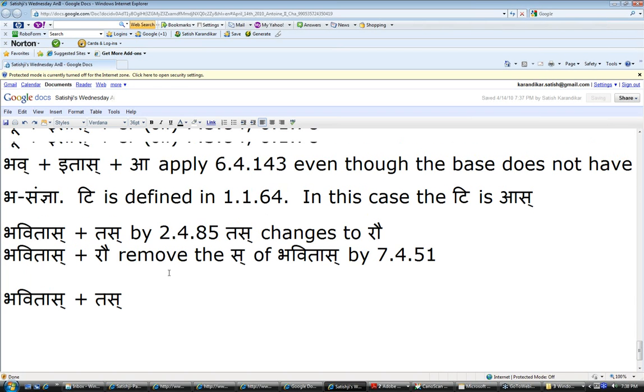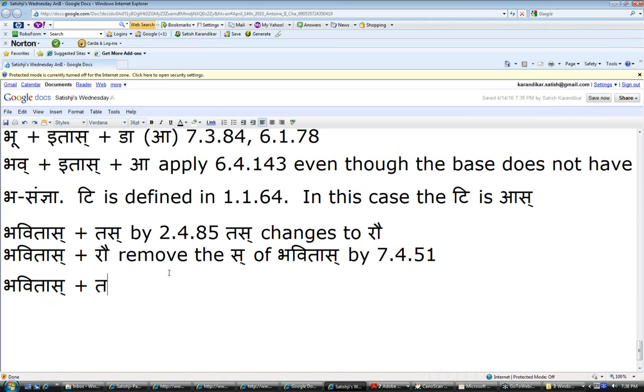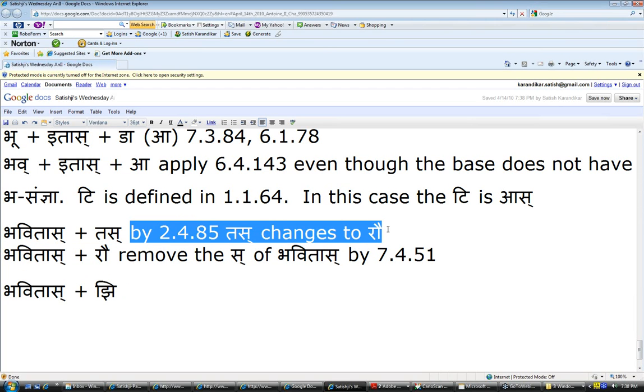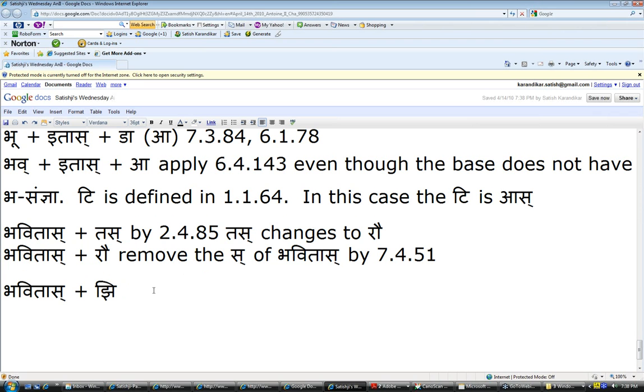And before removing any ith letter, sometimes you have to check if the full pratyaya is going to be replaced by something else. Then you don't have to remove the ith letters. You can leave them as they are. So this is the bahuvachanam, bhavitas plus G. And then again, same thing, by 2-4-85, the G will change to ras, da, rau, rasaha. So I'll put that over here.